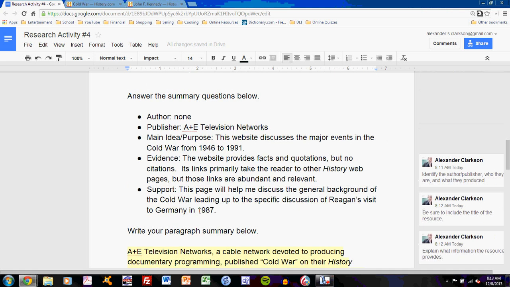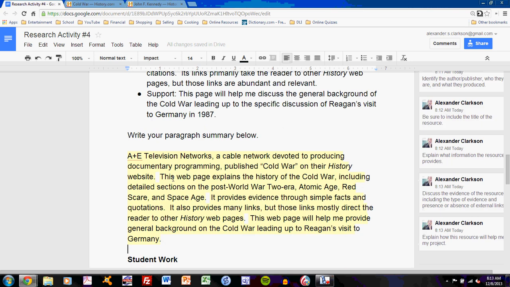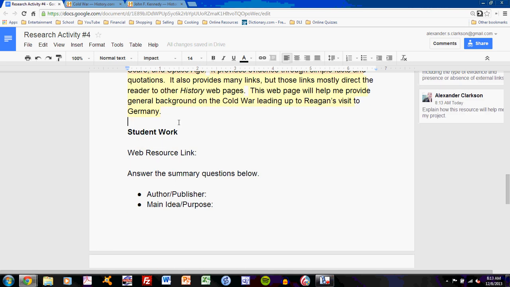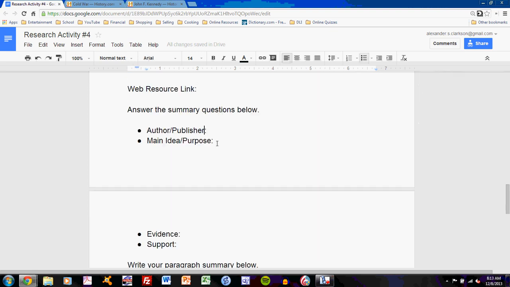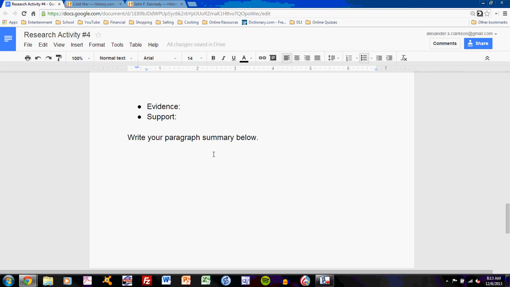Follow these steps. Answer all five of these questions, and after you've answered, write a paragraph summary. You will find space for you to work under the Student Work heading. Make sure to include your web resource link, answer the questions in these bullets, and then write the paragraph summary below.